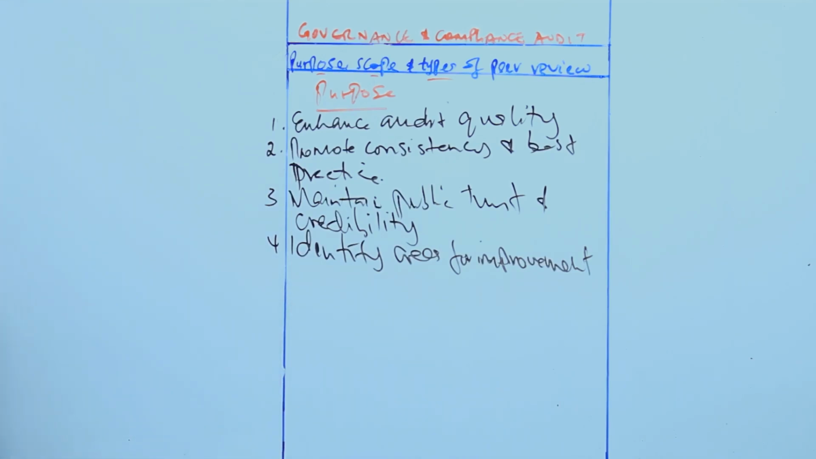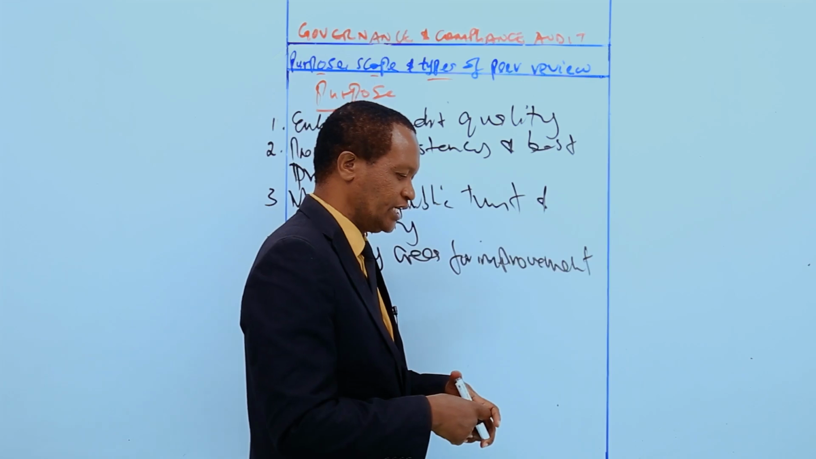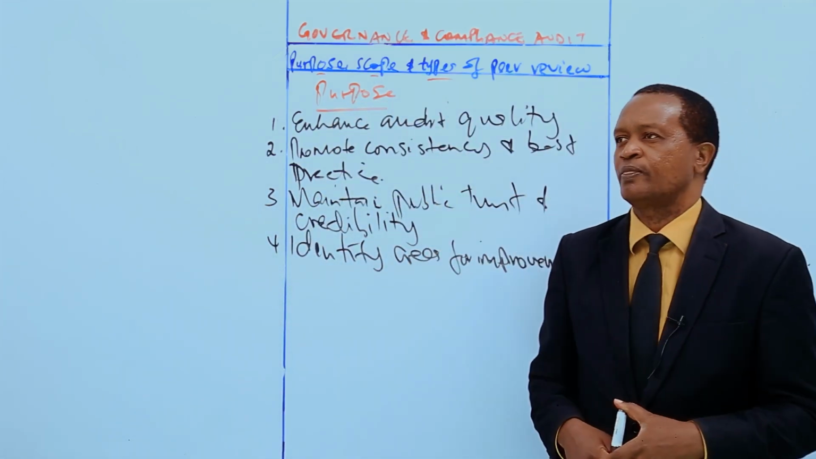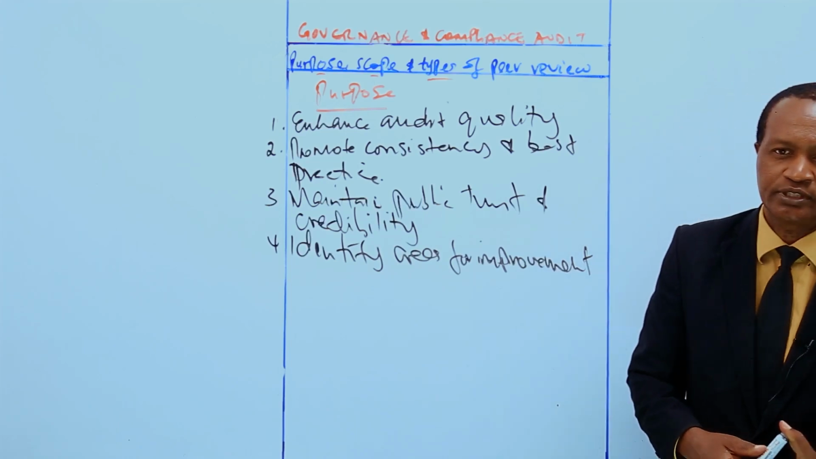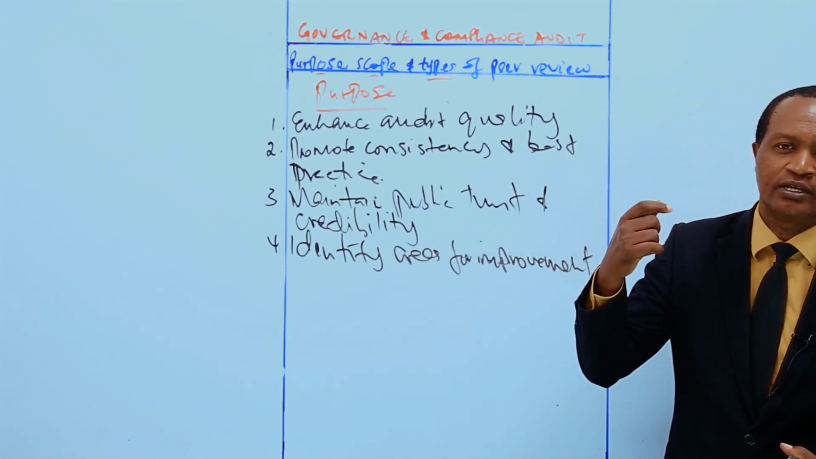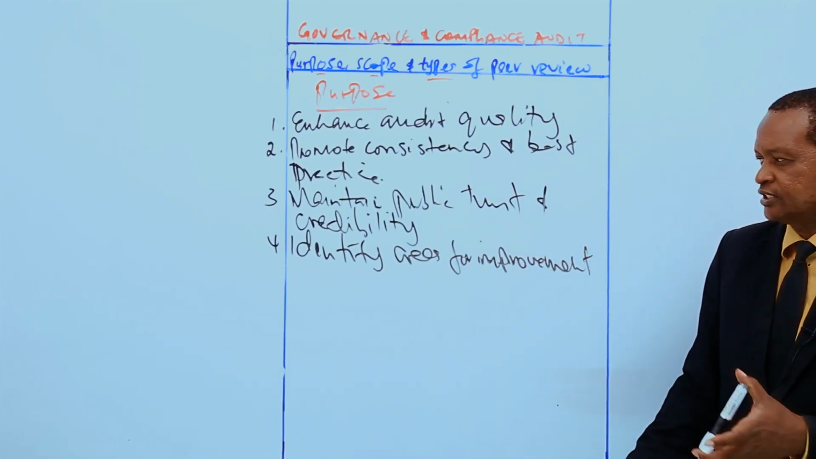Peer reviews provide constructive feedback and recommendations for strengthening internal control systems, internal quality control systems, methodologies, and also training programs, and this fosters what we call continuous improvement within the audit practice.